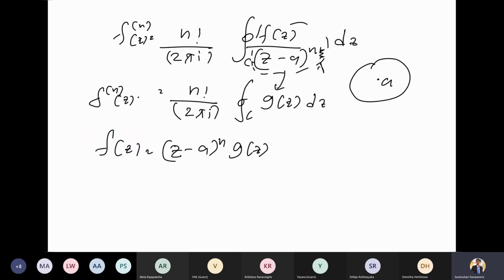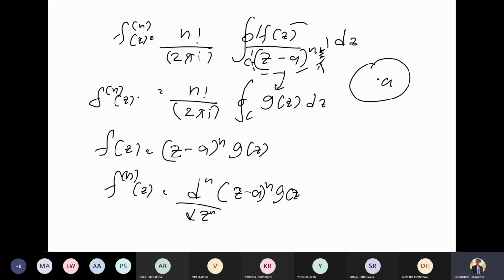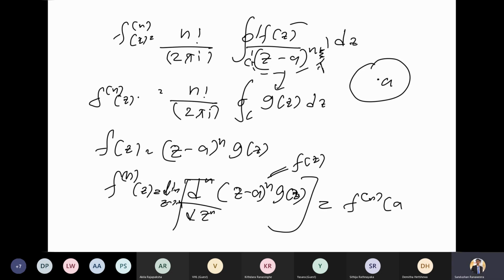So then I can differentiate this thing n times, and I can set my limit z to a, and I will end up with the desired answer f^(n)(a), because I know if my derivative is continuous and I send my limit to a, I will end up with this answer. This is equivalent to differentiating f(z) n times and sending the limit to a, or substituting z equals a. So this is one way of evaluating these integrals.